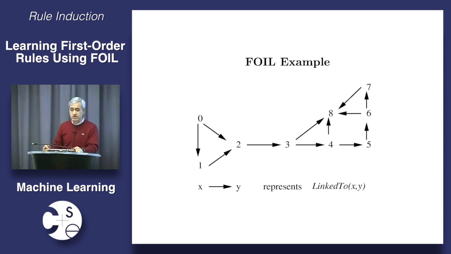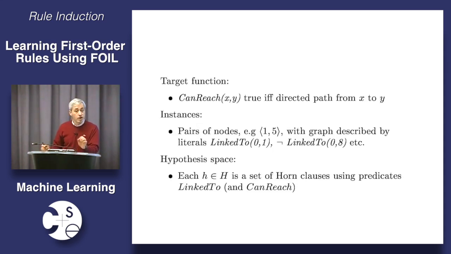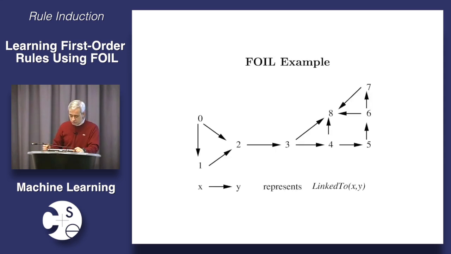And if I were to represent this as a database, it would be a database like links 202, links 201, and so on, okay? So this is my data, okay? And now let's say that what I want to learn is the concept of can reach. Can reach x, y means that I can reach y from x by following the arrows. So for example, can I reach 3 from 0?